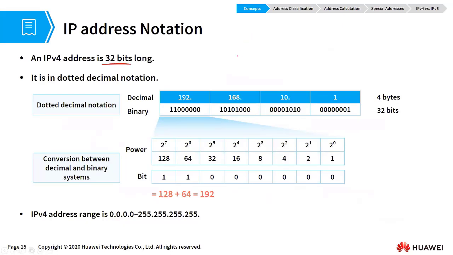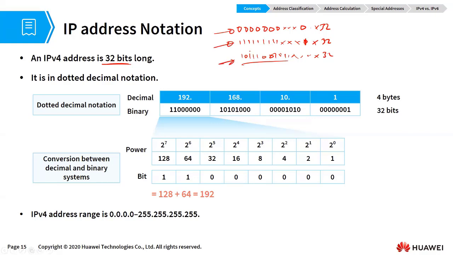32 bits means that we write 32 zeros or 32 ones or 32 digits that contain zeros and ones. So it can be 0, 32 times. It can be 1, 32 times. It can be a mixture of these. They are 32 bits in an IP address, zeros and ones. They could be all zeros, they could be all ones, they could be a mixture of zeros and ones.